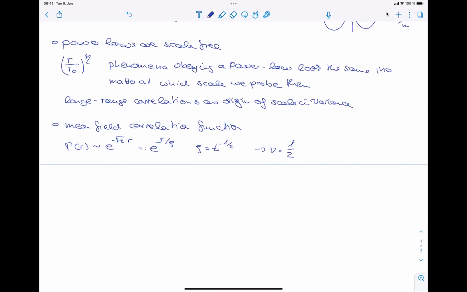And so in the effort to put this on a more solid footing, we started looking into the Landau-Ginzburg theory, which we're going to continue today.